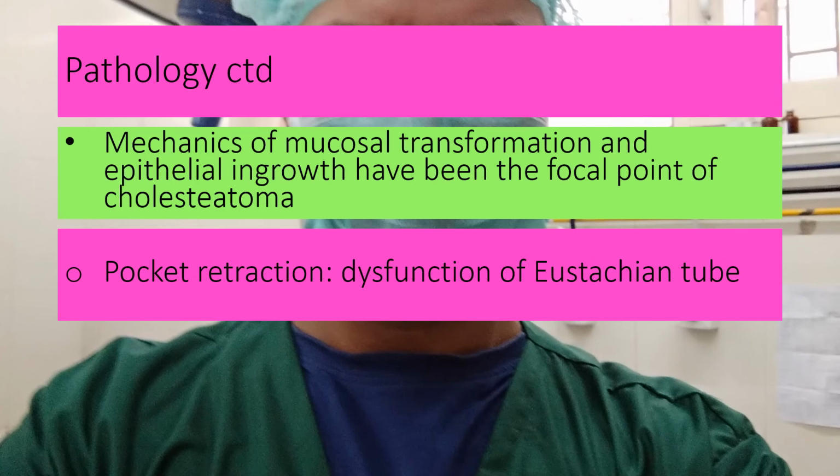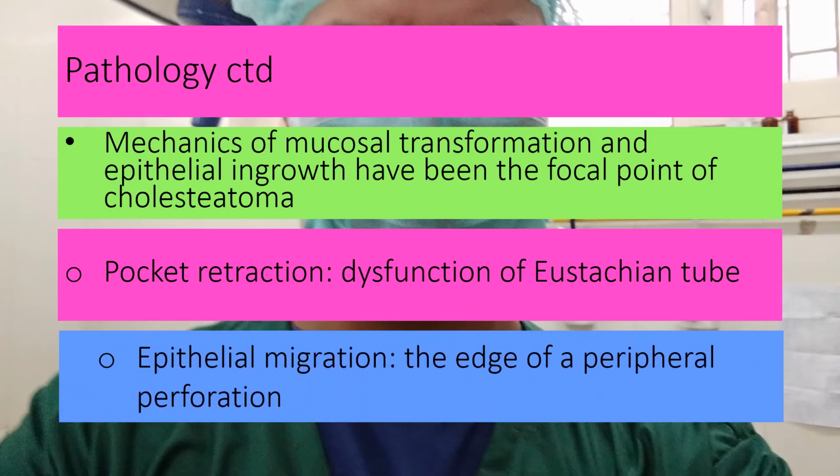The second is pocket retraction. What is the cause behind pocket retraction? It is due to dysfunction of the eustachian tube. When we have dysfunction of the eustachian tube, we get pocket retraction. That is a cause of cholesteatoma. Another theory is epithelial migration. We have peripheral perforation, and there is epithelial migration from the edge of the peripheral perforation, and it goes into the mastoid cavity and inside the ear. It causes formation of cholesteatoma.